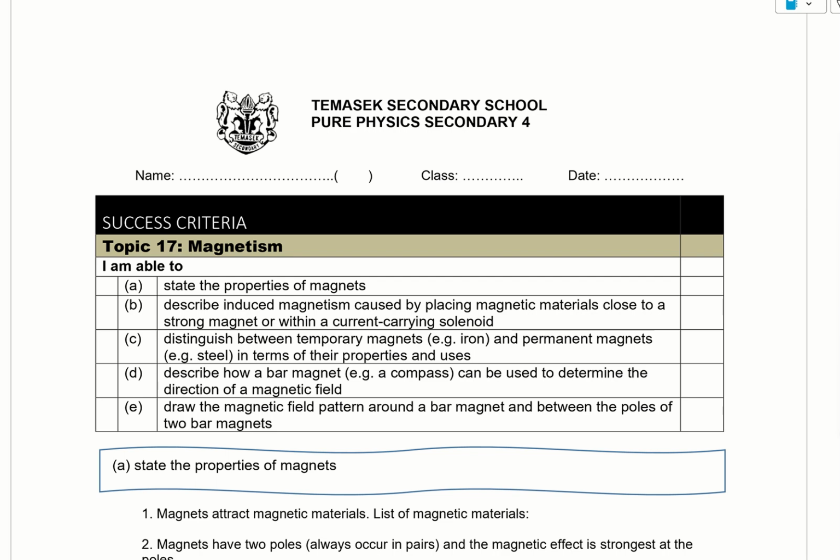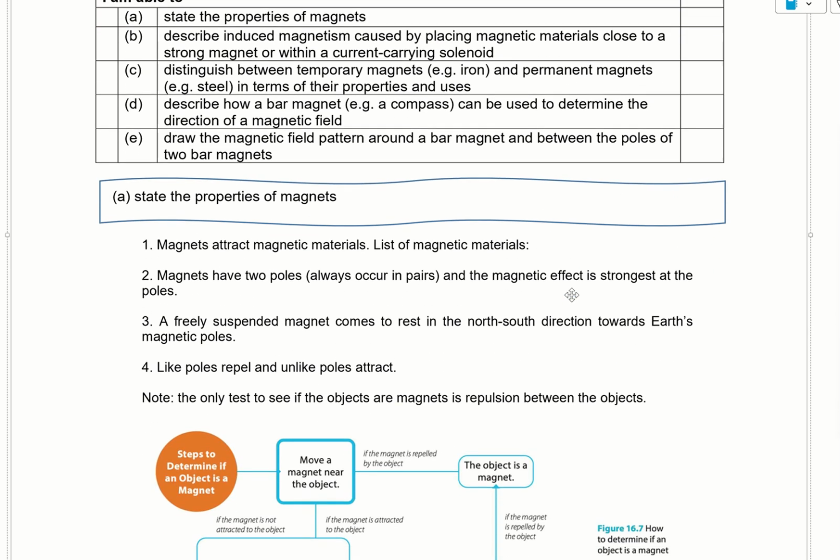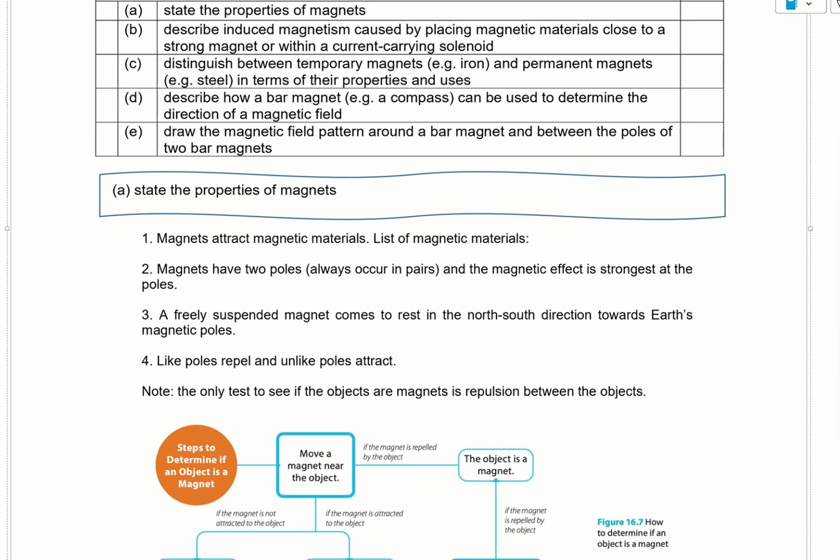Okay, for this video, I'll be going through the pure physics magnetism chapter. Let's look at the first success criteria: state the properties of a magnet. Magnets attract magnetic materials. Not all things are magnets and not all things are magnetic materials.